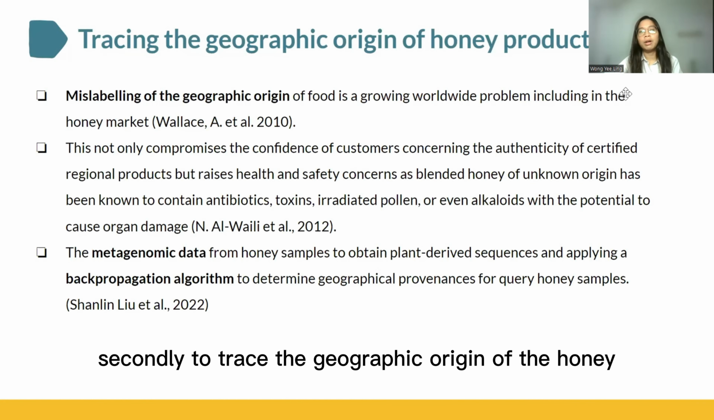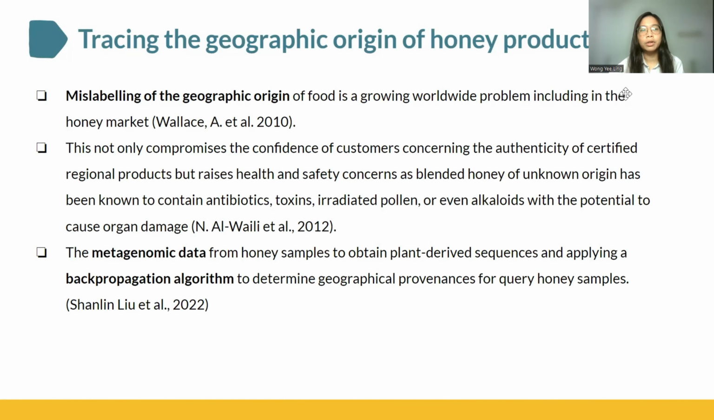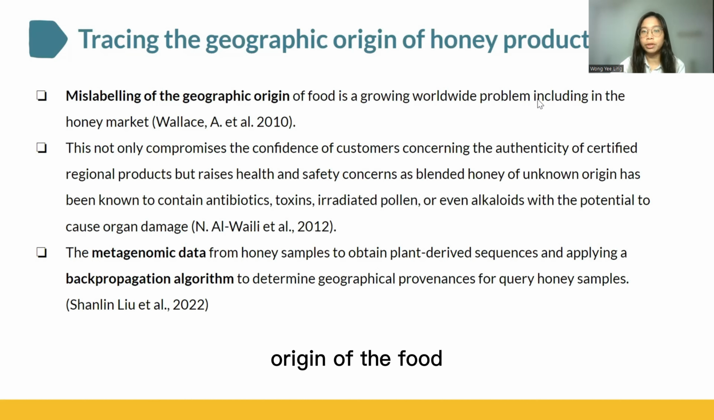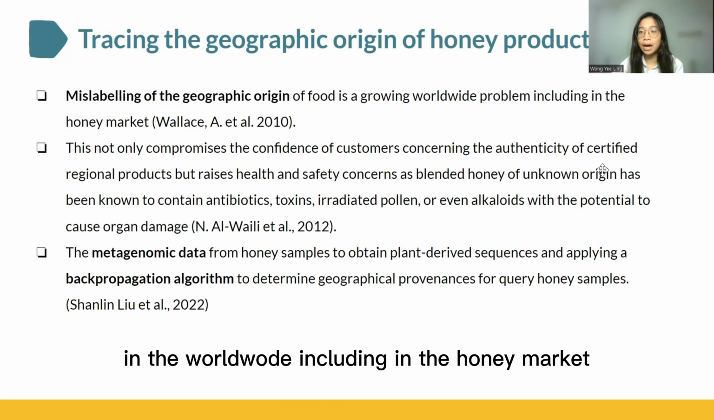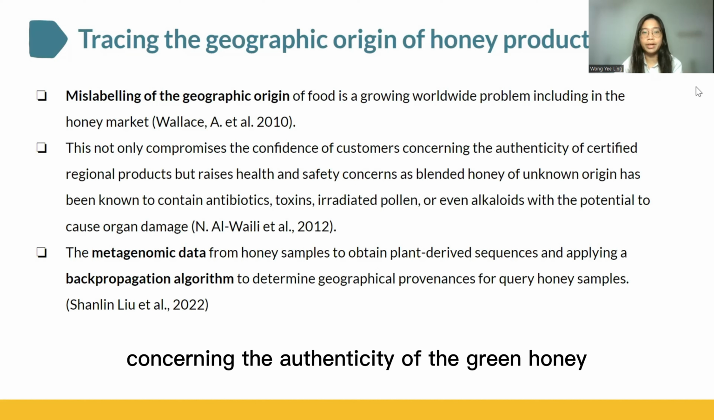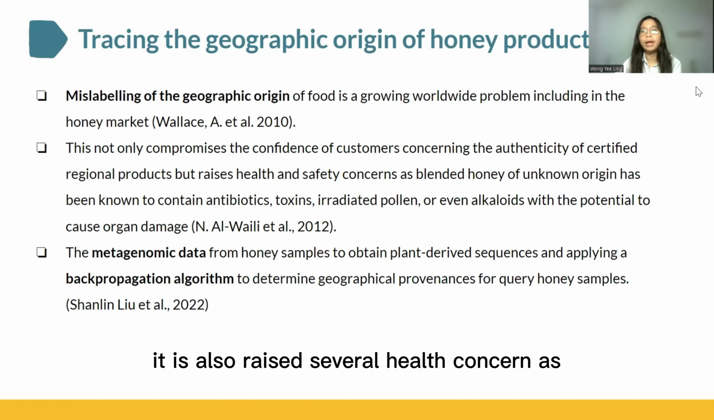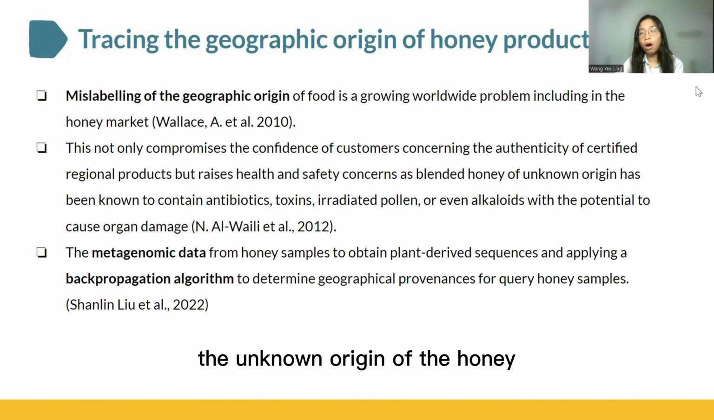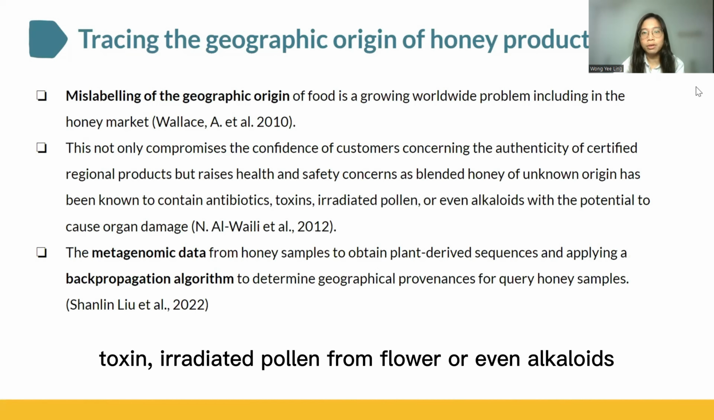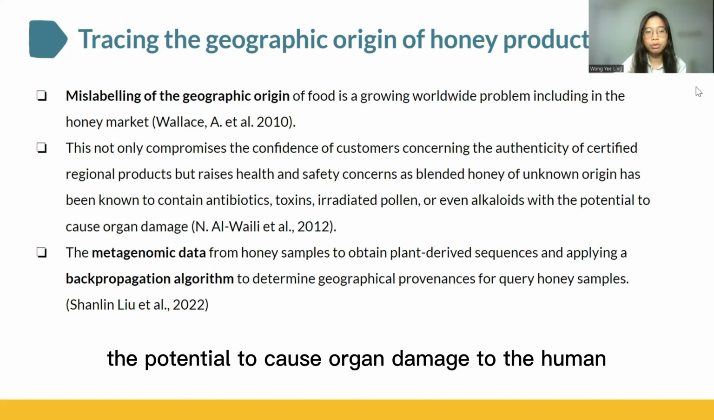Secondly, to trace the geographic origin of the honey. We found that there is a mislabeling of the geographic origin of food worldwide, including in the honey market. This not only compromises the confidence of customers concerning the authenticity of green honey, it also raises several health concerns, as the unknown origin of the honey may mean it contains antibiotics, toxins, irradiated pollen from the flower, or even alkaloids with the potential to cause organ damage to humans.